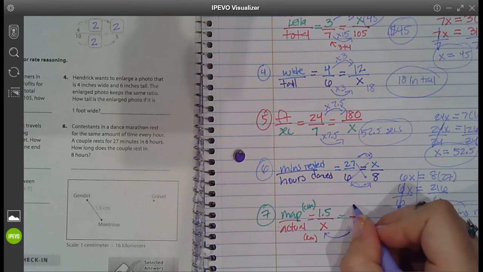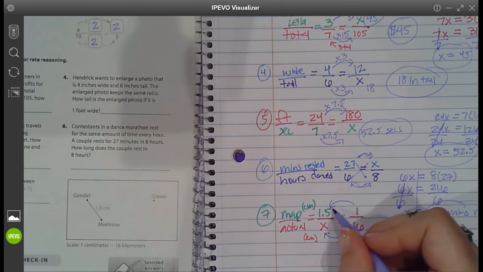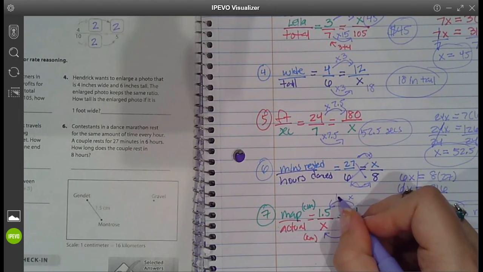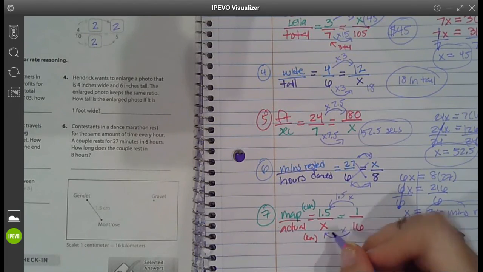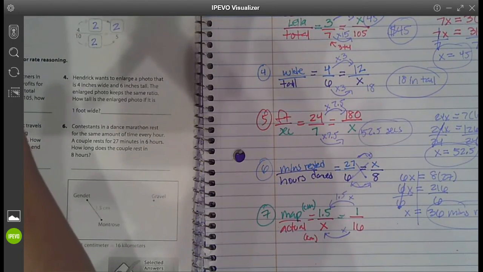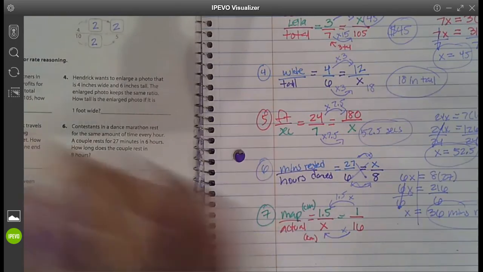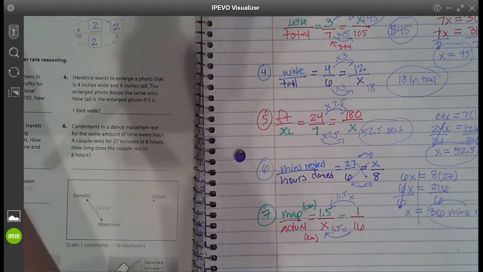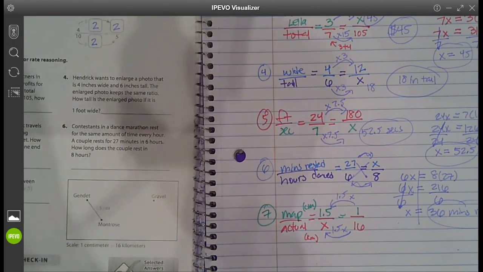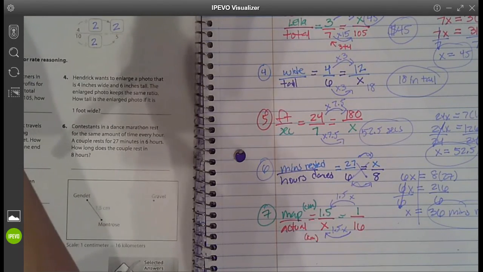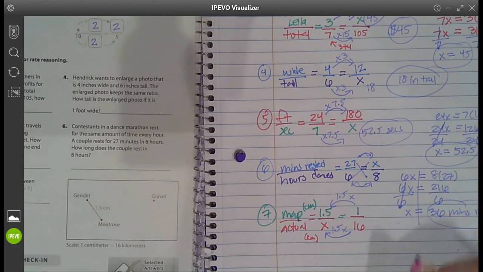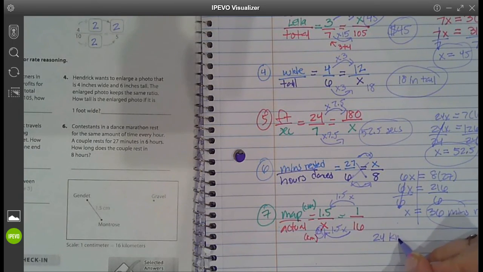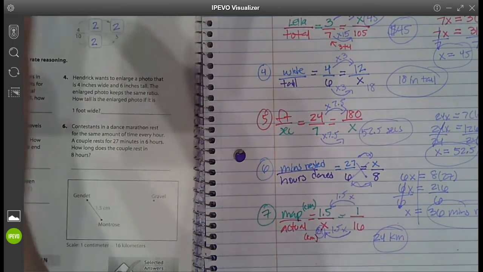Always go towards your unknown. So 1 times what is 1.5? 1.5. So then do 16 times 1.5. And what do you get? Well, 16 times 1.5 is, type that into your calculator, 24. So 24 what? Well, this was talking about kilometers because we were talking about the actual distance.